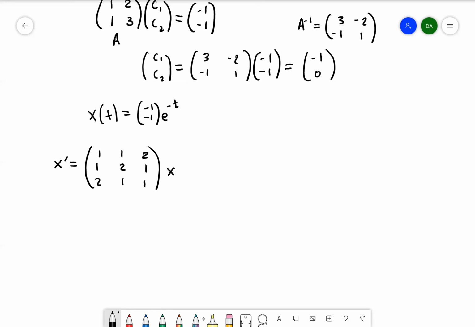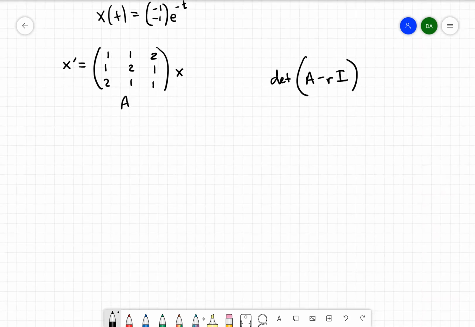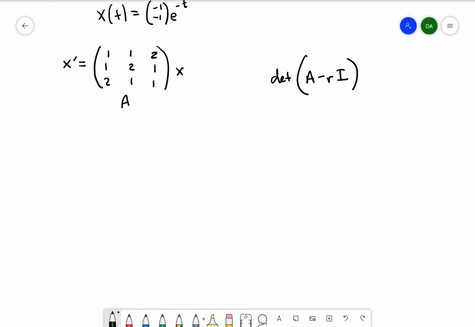Now, how do we get the eigenvalue eigenvector pairs? We form the characteristic polynomial, which is the determinant of A minus rI. So just subtracting r from the diagonal entries, computing the determinant. And you know how to compute the determinant of a 3 by 3 matrix because you've done this in Calc 3. So maybe pause right here and give this a shot, see what you come up with. So what do I come up with?